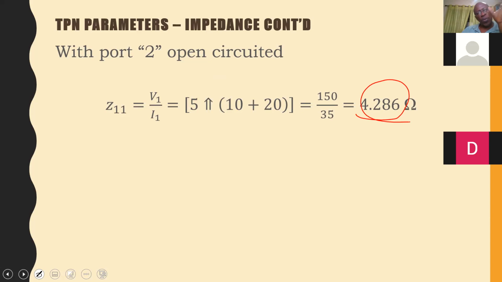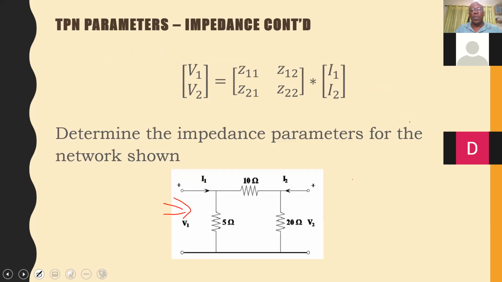Still with port 2 open, I'm going to find Z21, which is V2 over I1. Now, let's go through the process. All right, so here's our network. And I want the relationship between V2 and I1. What you're going to do, students, is simply to track I1 and see what component of I1 will pass through the 20 ohm, because the V2 is across the 20 ohm. So don't tell me what the values are. I want to know what approach you're going to take in determining the component of I1 that passes through the 20 ohm.